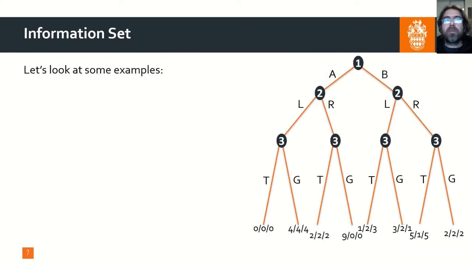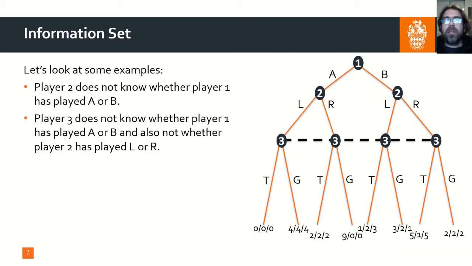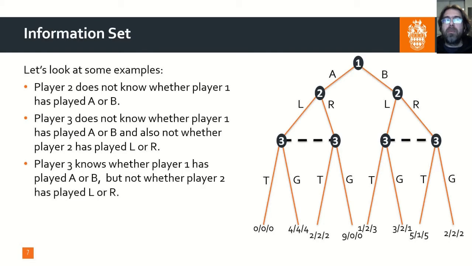Let's look at some examples. In this case, both of player 2's decision nodes are an information set, so that means that player 2 does not know whether player 1 has played A or B. In this example, all 4 decision nodes of player 3 are in the same information set, so that means that player 3 does not know whether player 1 has played A or B, and player 3 also does not know whether player 2 has played L or R. In this example, however, player 3 knows whether player 1 has played A or B, but player 3 does not know whether player 2 has played L or R.